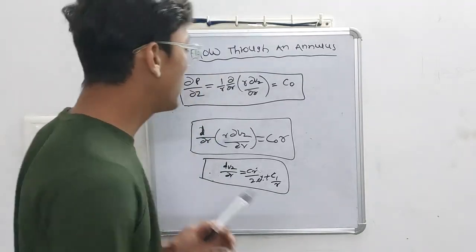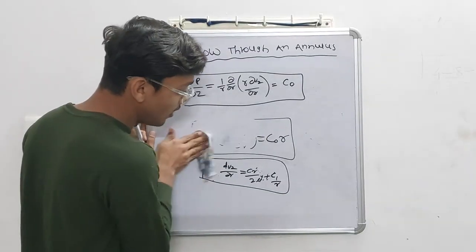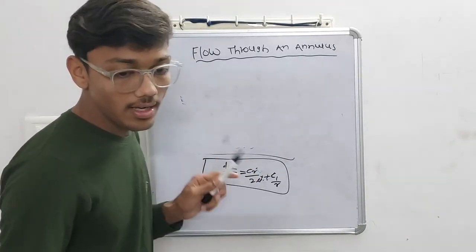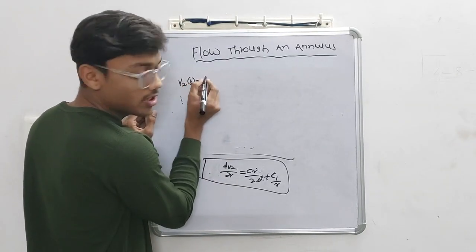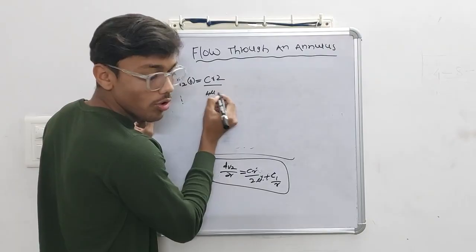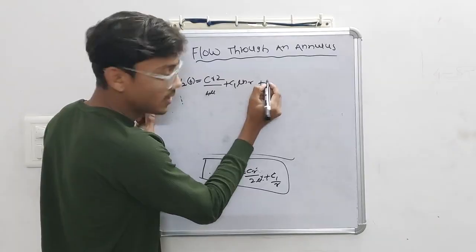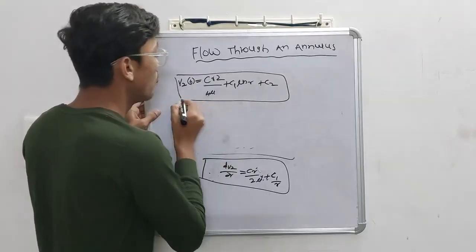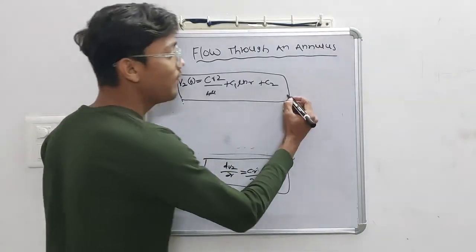So we are doing a double integration in this question. Integrating this equation, we get Vz of r equals C r square by 4 mu plus c1 ln r plus c2. This is the same equation as when we solve flow through a circular tube. So this is our final equation.